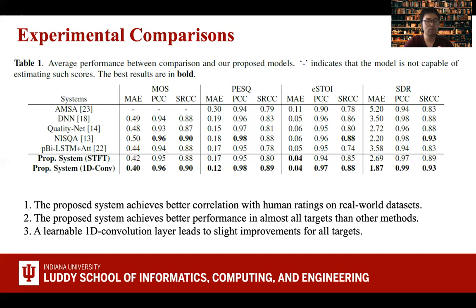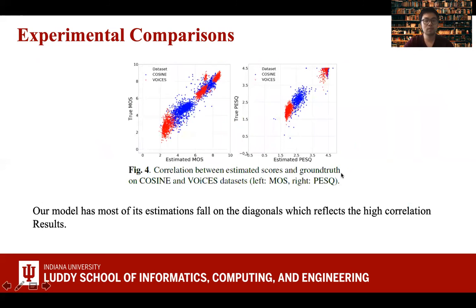And finally, we noticed that within our model, comparing between the 1D convolutional layer and the conventional short-time Fourier transform, the learnable 1D convolutional layer yields better performance, with slight improvements for all targets. And this is the correlation between the estimated scores and the ground truths on the COSINE and VOiCES datasets. So basically, we can see that our model has most of its estimations fall on the diagonals, which reflects the high correlation results.